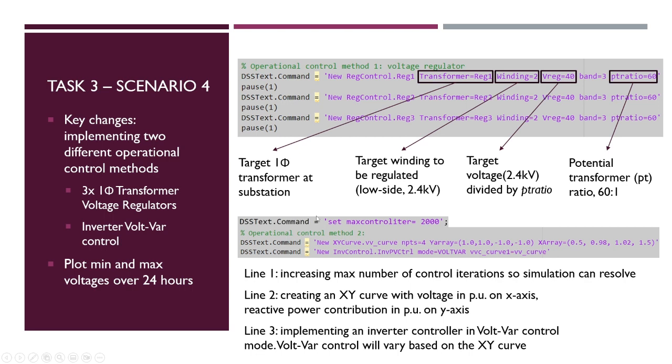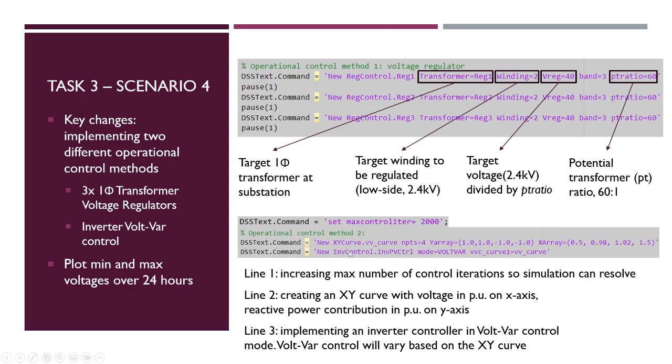Then the inverter volt-var control is extremely simple. The first step, however, I learned this the hard way, is to increase the maximum number of control iterations. Without this, the simulation will provide errors. It might not resolve. I had mine crash a couple of times. And so I put a pretty high value of 2,000 control iterations because it was ending up closer to, say, 1,800 iterations without completing. So actually implementing the volt-var control was very simple.